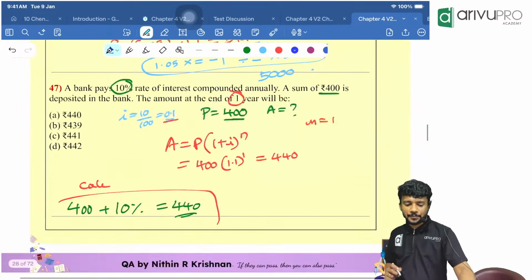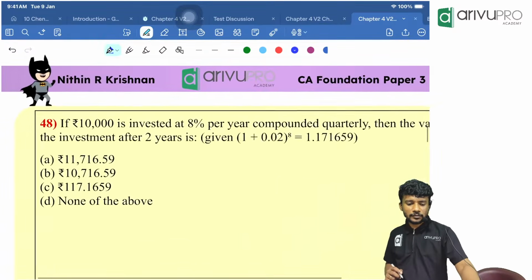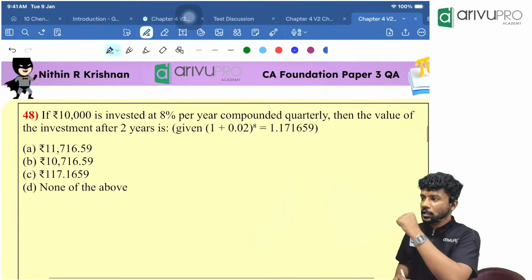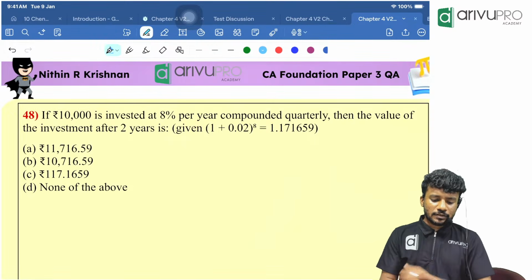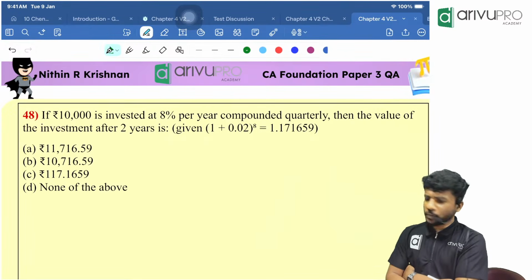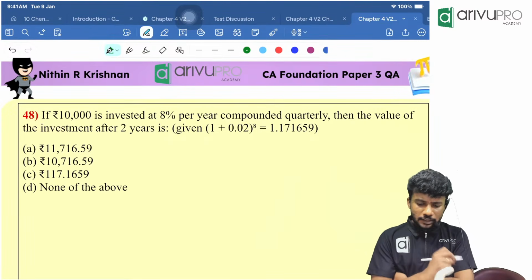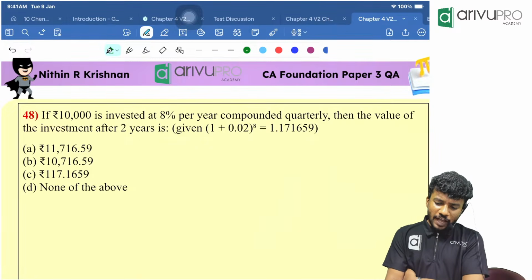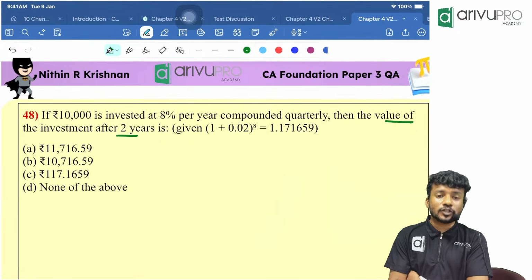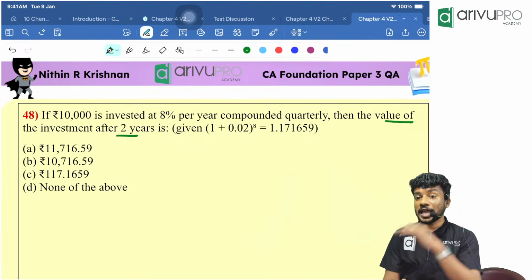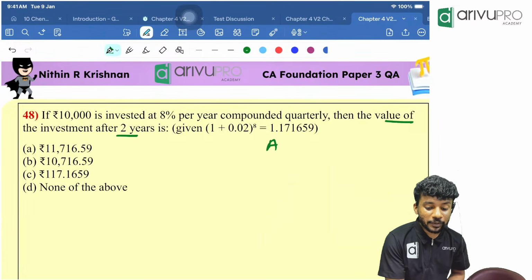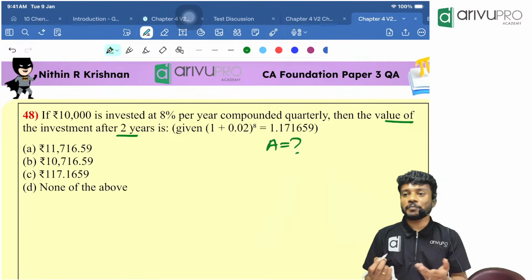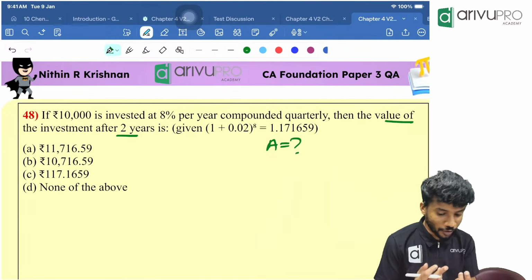Then what is given? 10,000 is invested at 8% per year compounded quarterly. Then the value of investment after 2 years is how much is the question. After 2 years, how much is the value means what are they asking, people? The amount. That sum of money became how much is the question they are going to ask us.